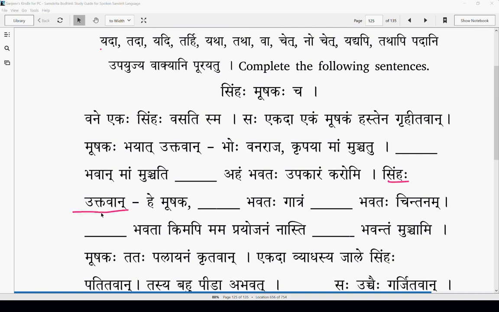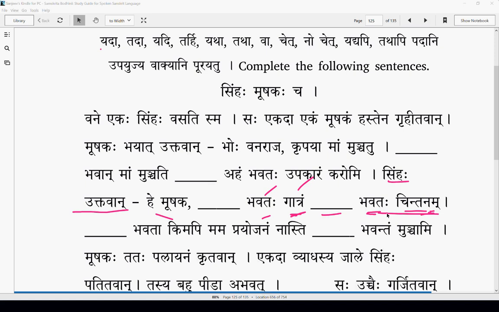Simhaha uttavan. Hey, Mushaka, bhavataha gatram, bhavataha chintanam. Next time, first you have to understand the meaning. Hey Mushaka, hey mouse, bhavataha gatram. Your gatram means size. Your size dash dash, bhavataha chintanam, your thinking. Your size, your thinking. Dash dash your size, dash dash your thinking.